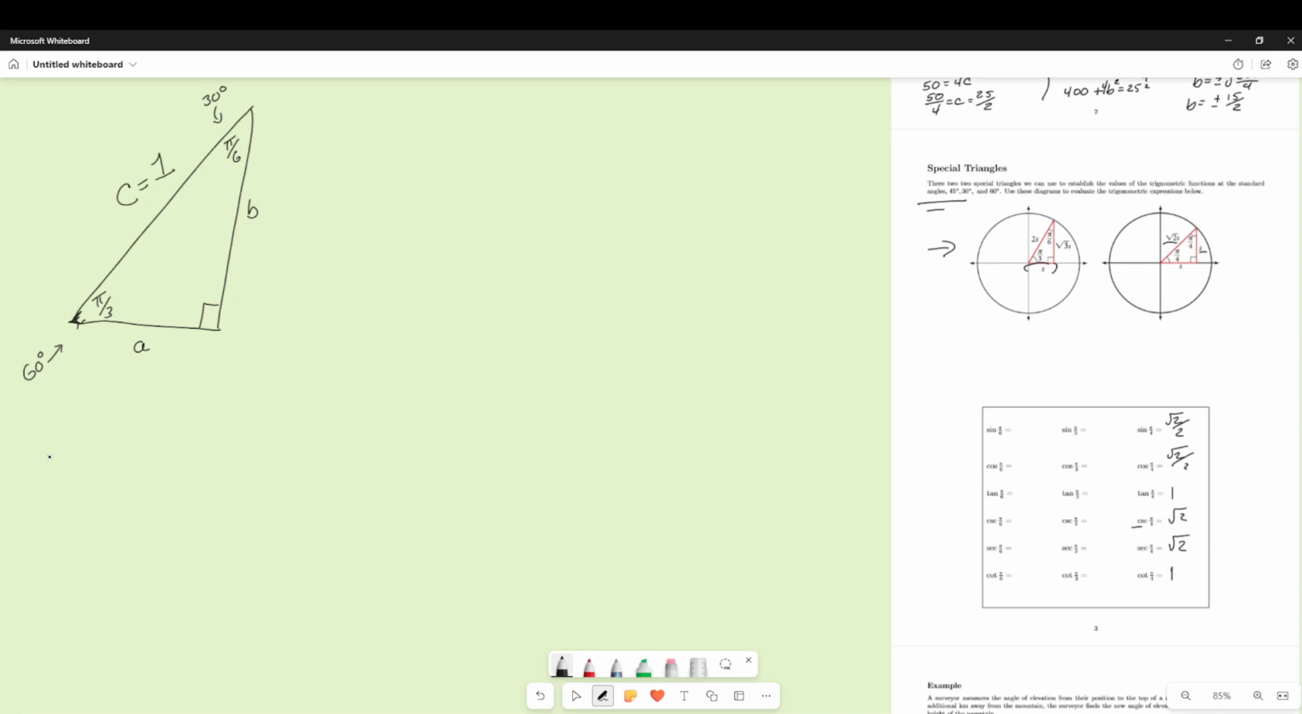Now, we can't use the Pythagorean theorem trick we used before because we don't know that A and B are the same. They're definitely not the same. So we need a different trick. But it's still a fairly simple trick.